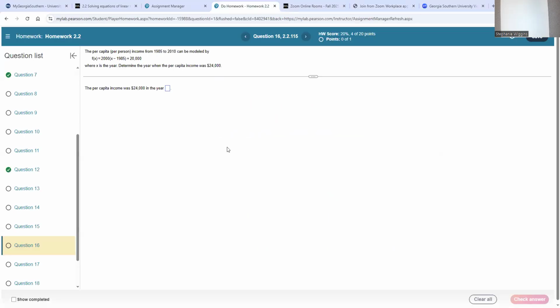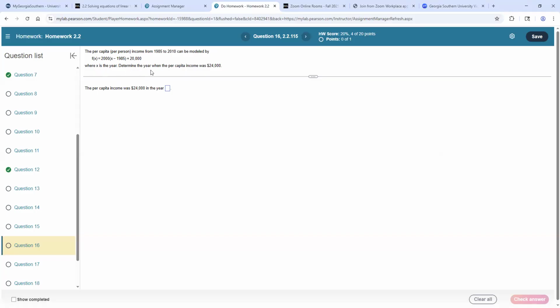All right, here we are at problem 16 of your homework, and I just wanted to review this for you. We have the per capita, or per person, income from 1985 to 2010, and it can be modeled by this function. This is a linear function. You can write this in the form mx plus b. I'll let you try that for yourself if you want to.